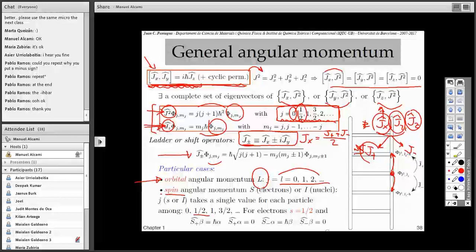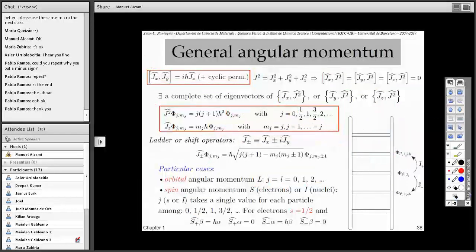This is completely general. This can be applied to orbital angular momenta or to spin angular momenta. In the case of orbital angular momenta, we normally use the letter L instead of J. Well, it depends. For electrons, we use L, but for nuclei, we use J, because in the case of nuclei we have the rotational angular momentum that is normally represented by the letter J. But the letter is different.